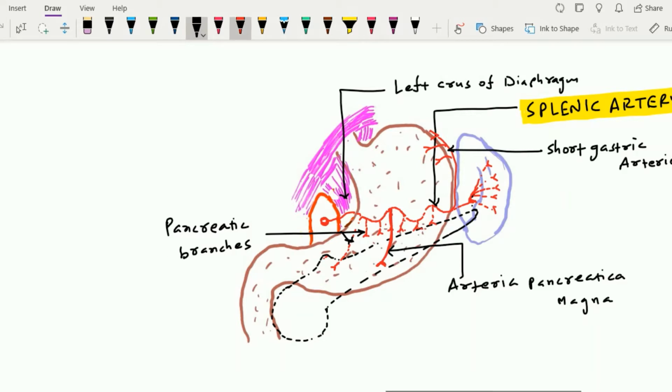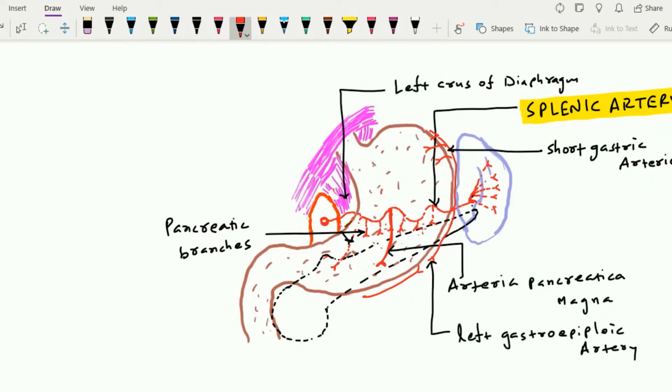At the terminal end of the splenic artery, one more branch passes through the gastrosplenic ligament, and this is the left gastroepiploic artery, which runs within the first two layers of the greater omentum and going to anastomose with the right gastroepiploic branch of the common hepatic artery. This left gastroepiploic artery provides many gastric branches which are going to supply the stomach, as well as a few omental branches, or we can say epiploic branches, which run within the greater omentum and supply the greater omentum.